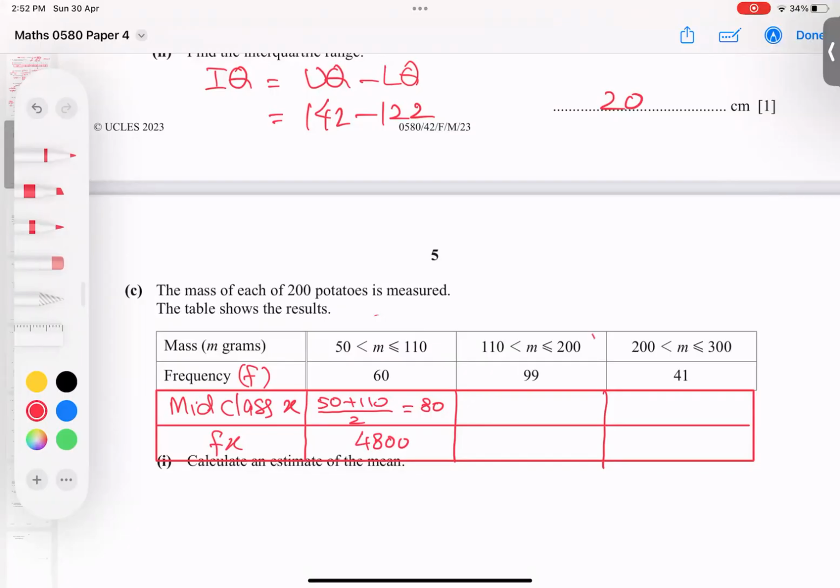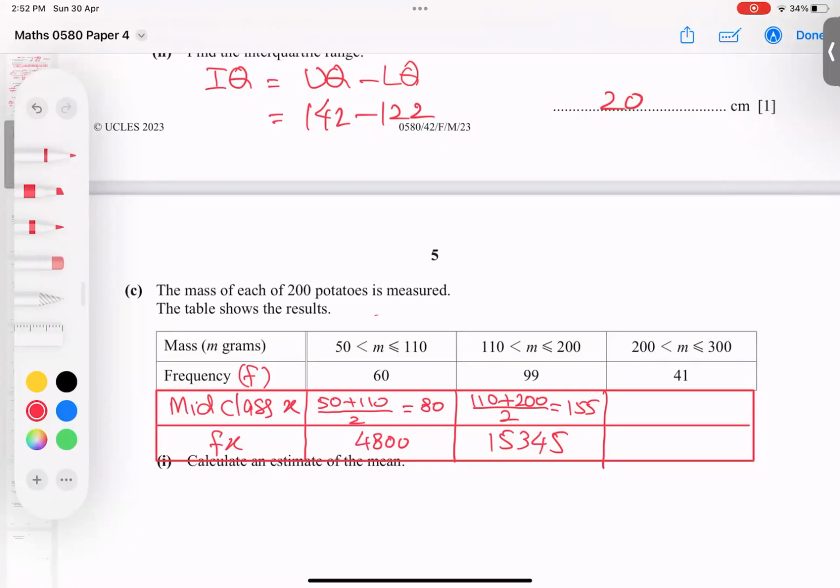Same approach, find the average of this group. This kind of question often comes in exam papers. So if you add them, 200 plus 110 and divided by 2, I get 155. And 155 times 99, so the answer is coming 15345. I hope the idea is not hard at all.